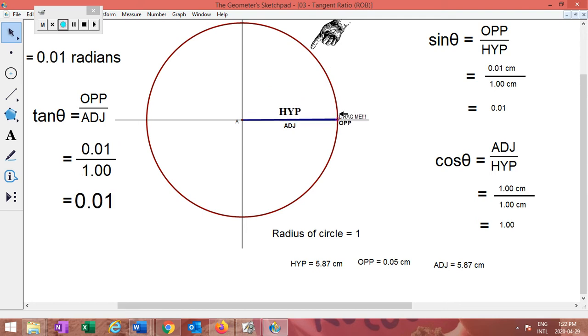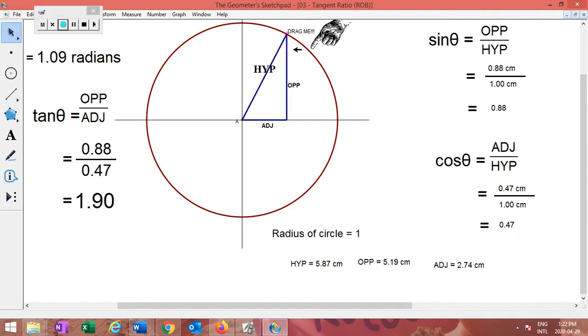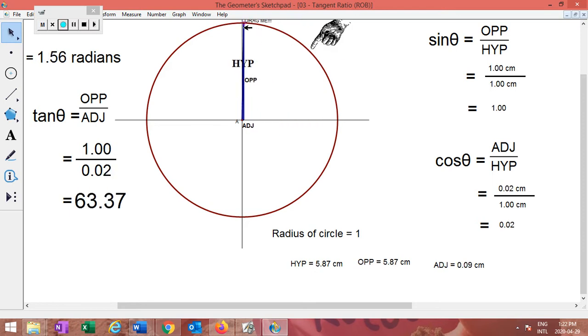As I go from 0 to pi over 2, from 0 to 90 degrees, tangent starts off at 0 and gets bigger and bigger and bigger until it goes to a moment where it's undefined. There'll be a vertical asymptote on the graph of tan right there at 90 degrees, right there at pi over 2.